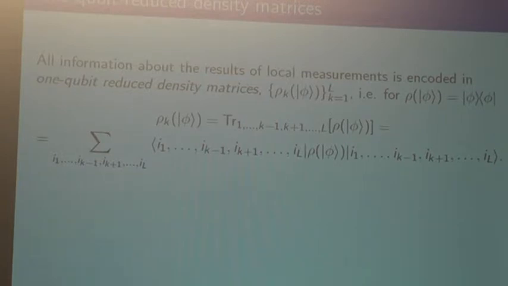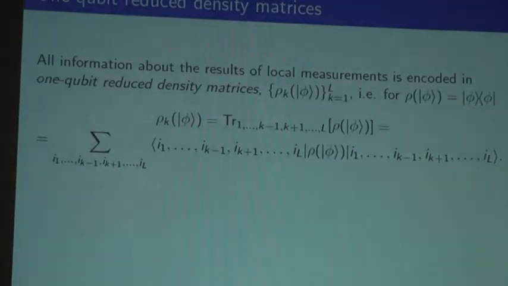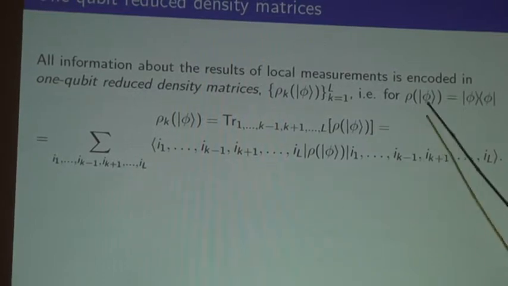There's another important notion in this case, which is the notion of qubit reduced density matrices. We need this information about the results of local measurements. They can be found from the density matrix that corresponds to the whole state, which is just a projective matrix on the state.